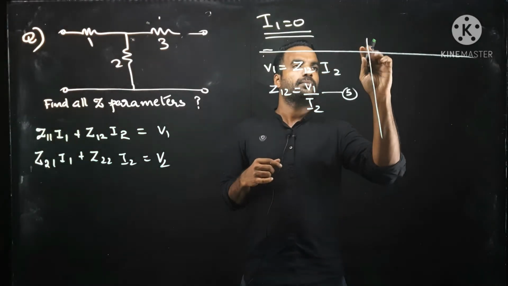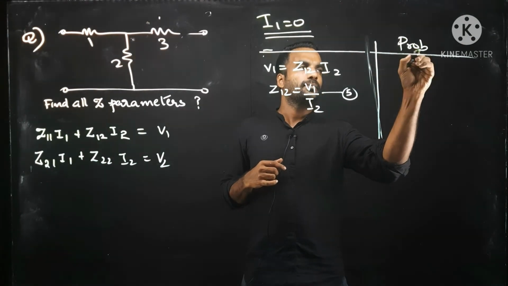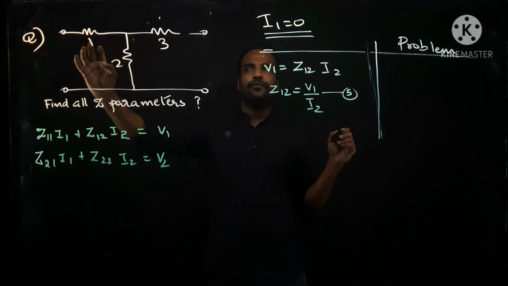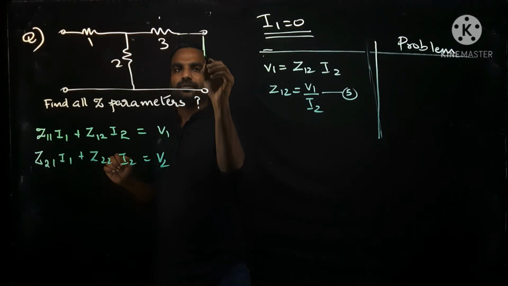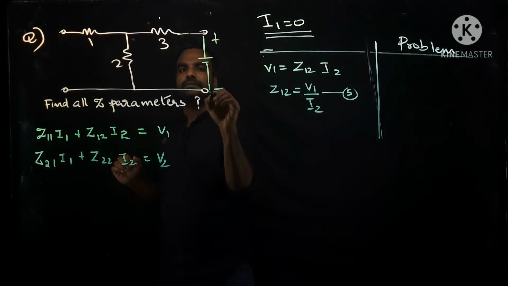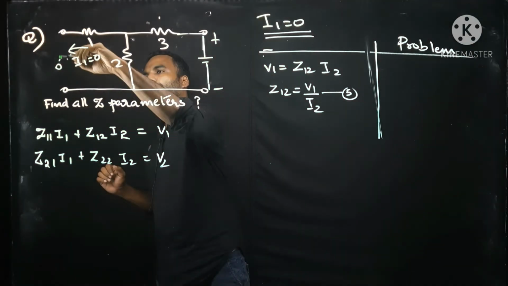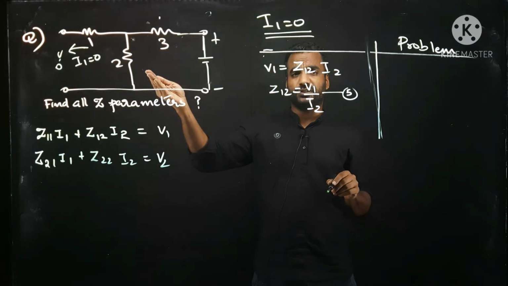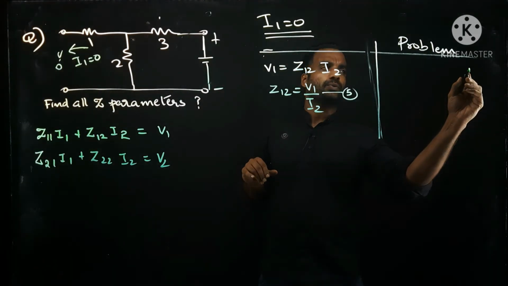And in our problem, you want to make I1 0. So, source is connected at this point, plus minus. And this current I1 is equal to 0. Open circuit. You have to redraw like this. You have to redraw in your page like this. Don't alter the question. Please redraw.